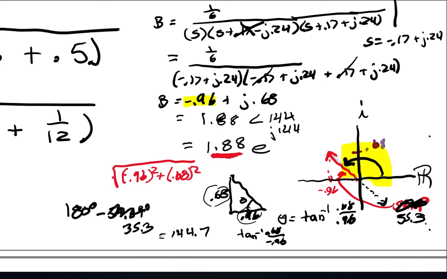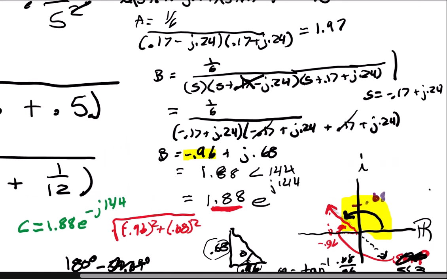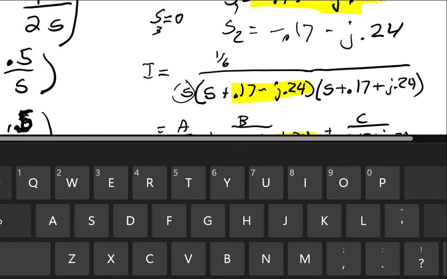Luckily, we are almost done with this problem, because once we have B, we automatically have C. They always come in conjugate pairs. So C is going to be, if B is 1.88 e to the j144, then C is 1.88 e to the minus j144. So at least there's that. That is helpful.